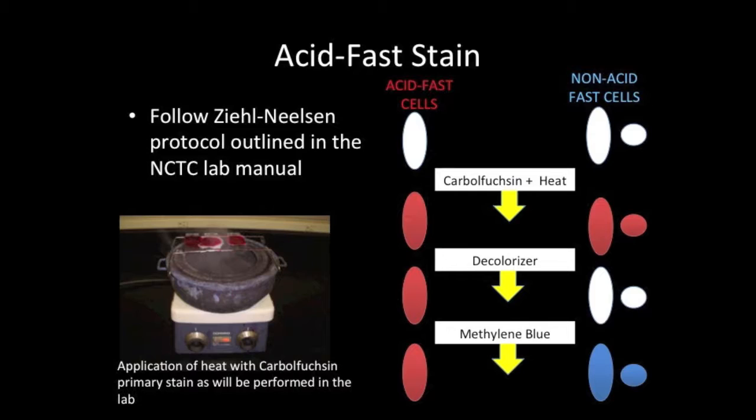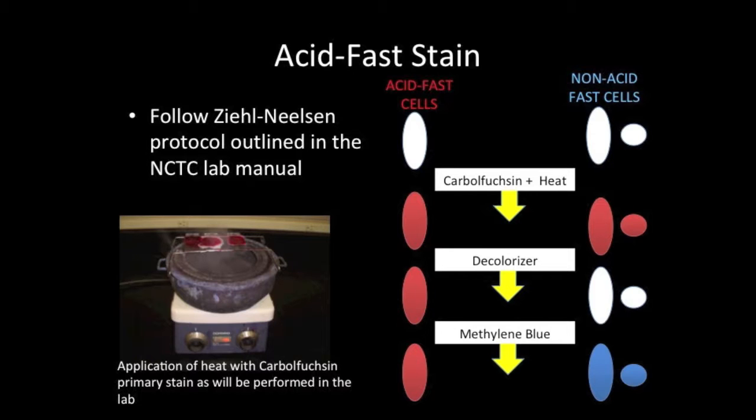The counterstain, methylene blue, is added to stain the non-acid fast cells. The methylene blue is unable to penetrate the waxy mycolic acid, but is easily able to penetrate the non-acid fast cells. So at the end of the procedure, acid-fast cells will appear red and non-acid fast cells will appear blue.